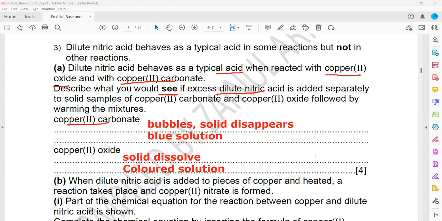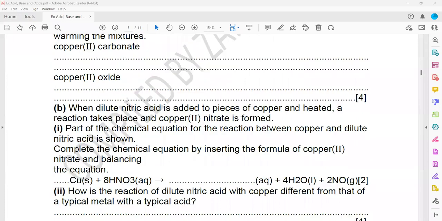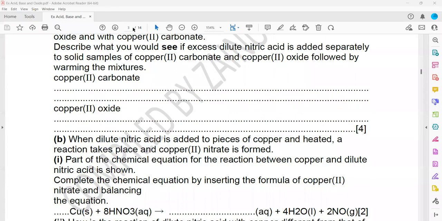But remember that is in the case when you have a transition element. If you have group 1, 2, or 3, then no colored solution is formed. Copper salts are usually blue in color, blue-green. So copper nitrate also is blue in color, because in both cases the product is copper nitrate. When copper carbonate reacts with nitric acid, the product is copper nitrate plus water plus carbon dioxide. Copper oxide reacts with nitric acid to give copper nitrate plus water.